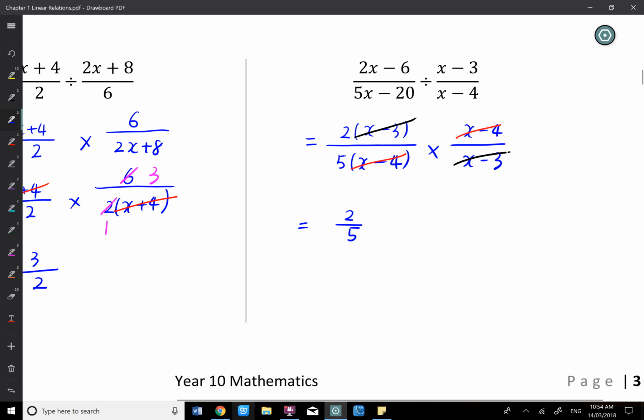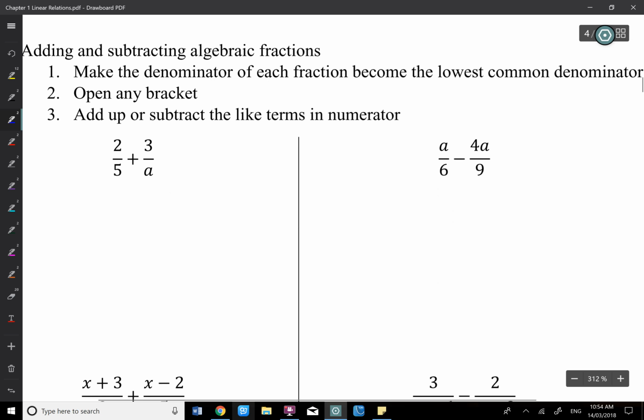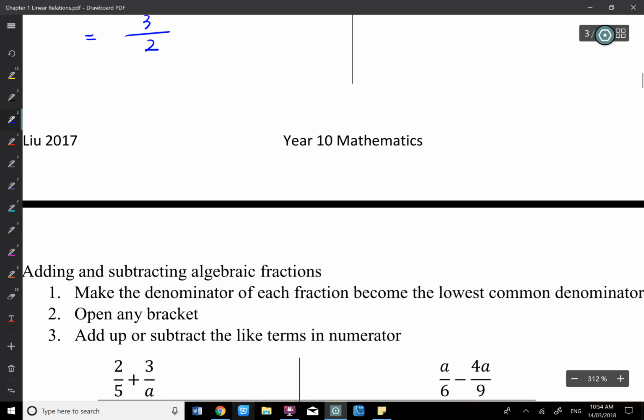For the second one, the first fraction needs to be factorized. We have 2 bracket x minus 3 over 5 bracket x minus 4. And times the reciprocal, x minus 4 over x minus 3, we just have 2 over 5. Okay, that's the simplification for fractions with multiple terms.